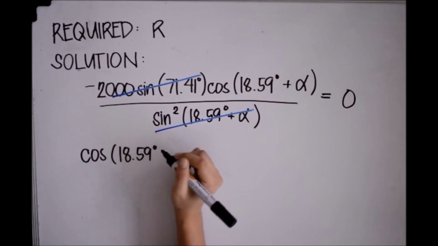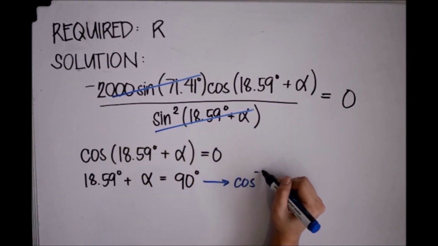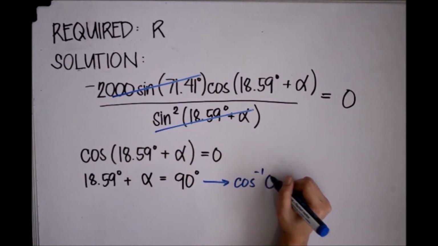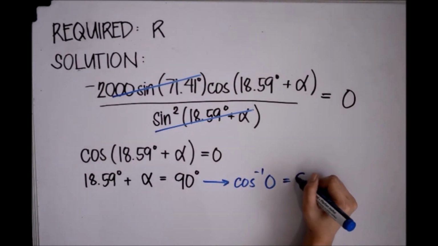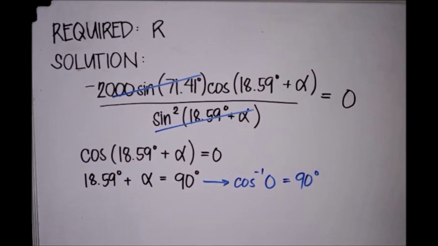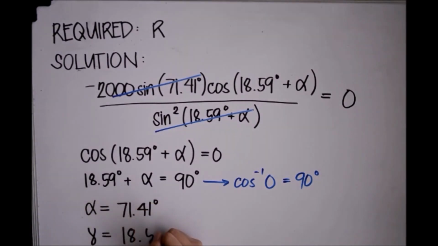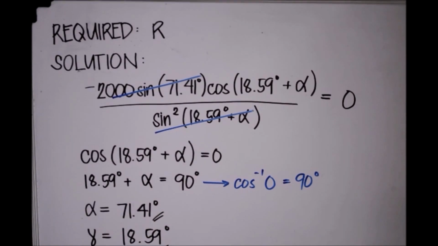Cosine quantity 18.59 degrees plus alpha is equal to 0. 18.59 degrees plus alpha is equal to 90 degrees. 90 degrees is from the inverse cosine function of 0. Alpha is equal to 71.41 degrees and gamma is equal to 18.59 degrees.